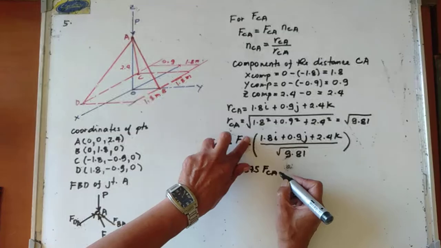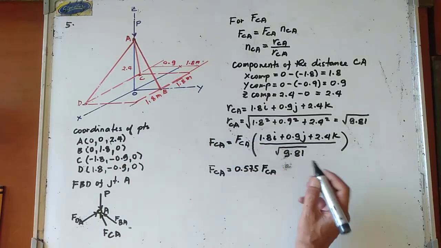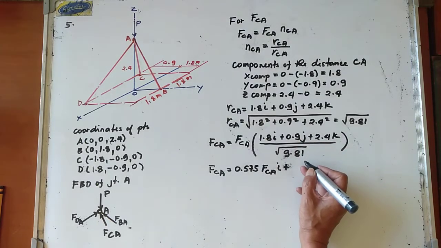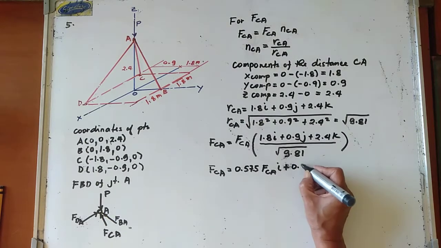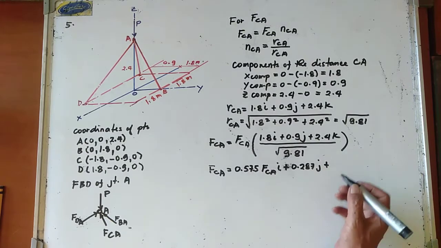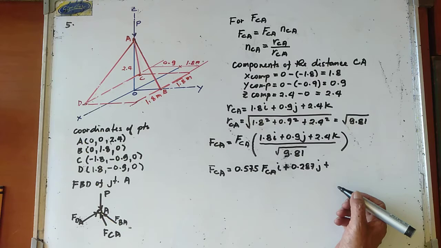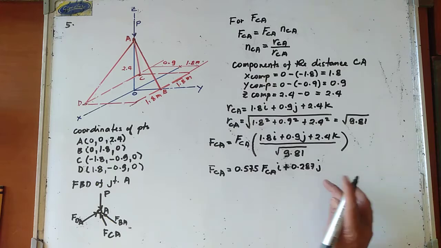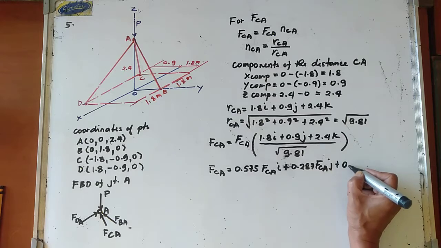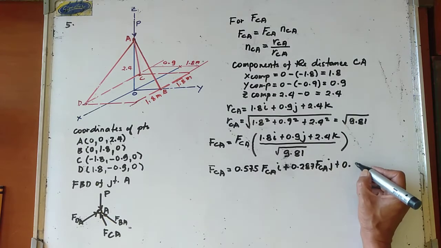FCA. So that is FCA i plus 0.9 over the square root of 9.81 is 0.287, 0.287j, plus 2.4 over the square root of 9.81, 0.766.